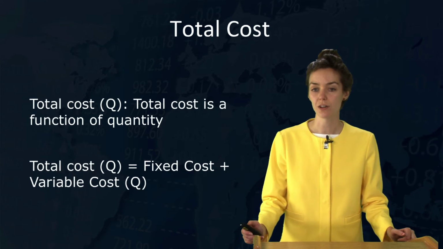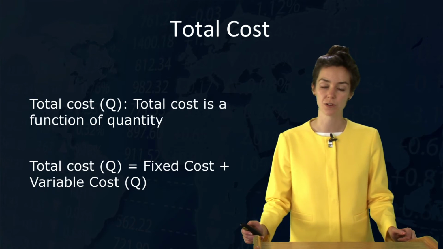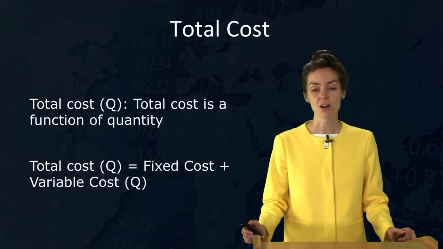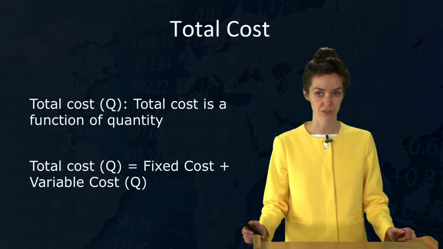So we can write total cost as a function of fixed cost and variable cost. So we can say total cost as a function of Q equals fixed cost plus variable cost, which is also a function of Q.